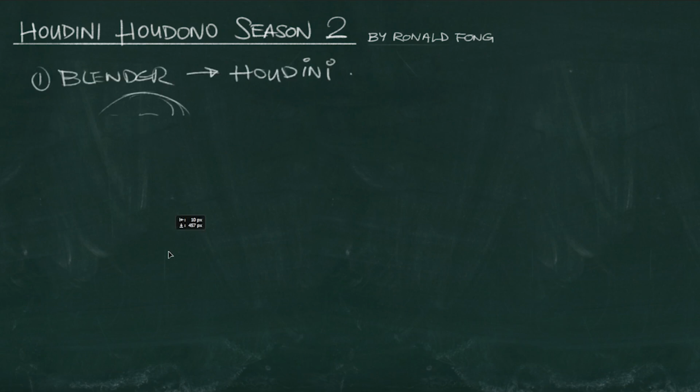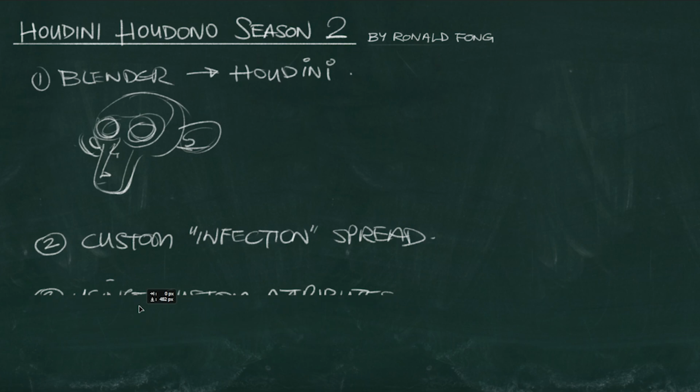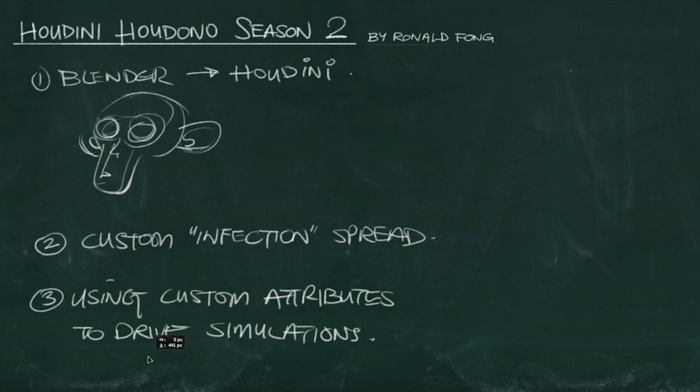The lesson plan is as such. 1, I'm going to show you guys how to go from Houdini to Blender, and 2, I'm going to show you guys how to make a custom infection solver spreading so that we can get a custom falloff over time, an attribute that runs from, say, the nose of the monkey all the way to the whole piece of geometry, and 3rd, how to use this custom attribute to drive the simulation.